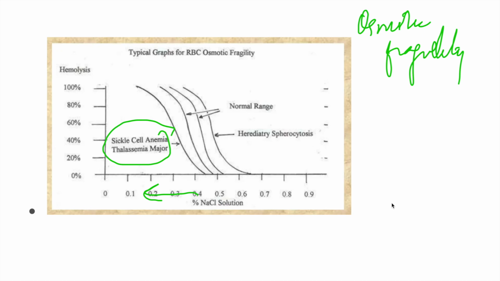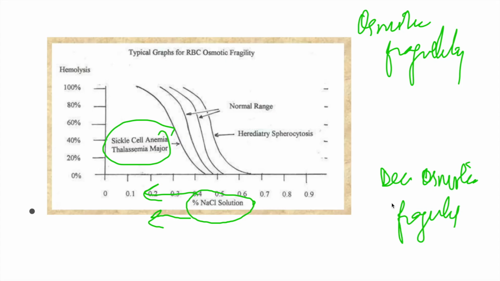Okay, they will require the solution of NaCl to be weaker so that they can burst open. So there is decreased osmotic fragility in thalassemia in the osmotic fragility test.